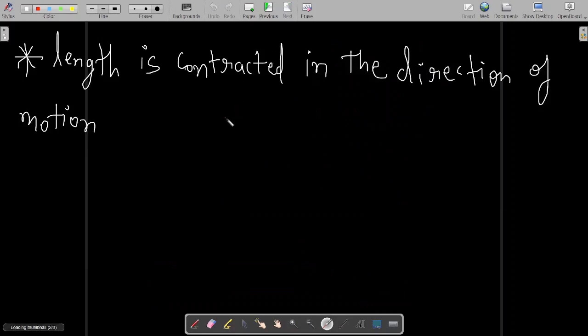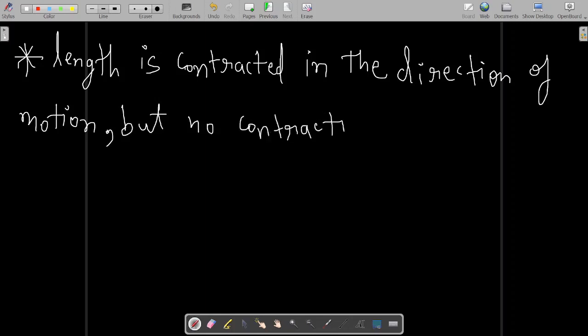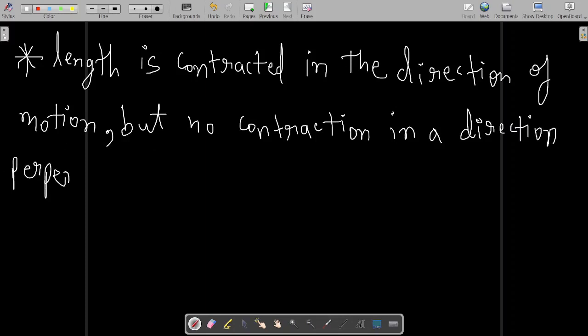So length is contracted in the direction of motion, but there is no contraction in the direction perpendicular to the direction of motion. Let me write it properly.